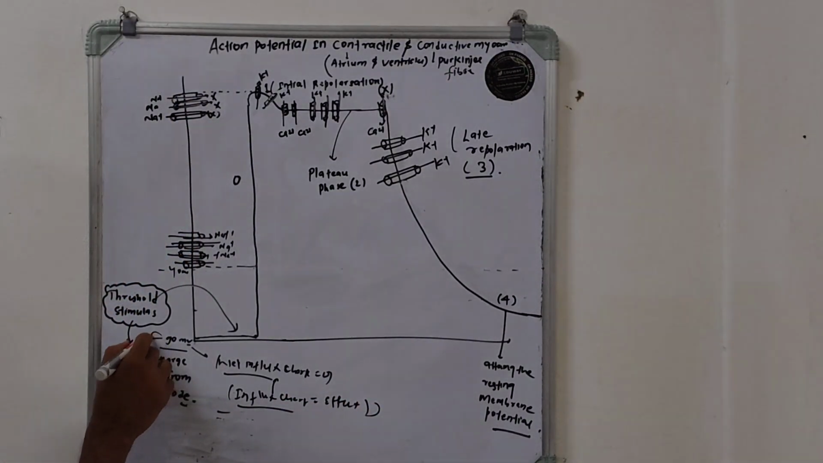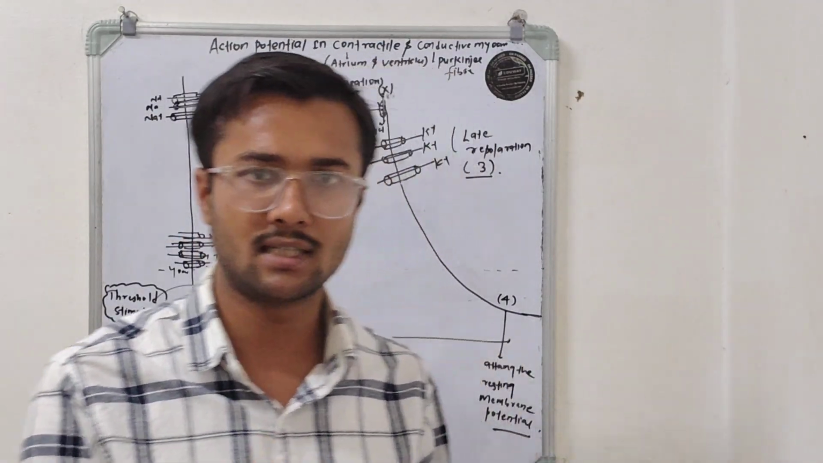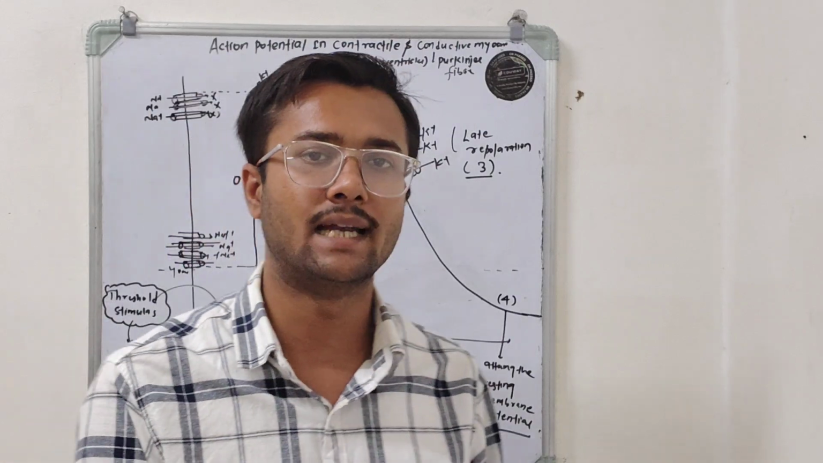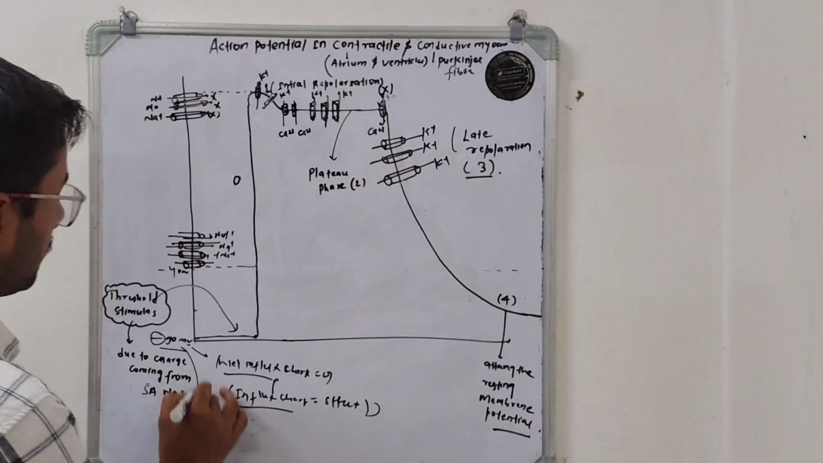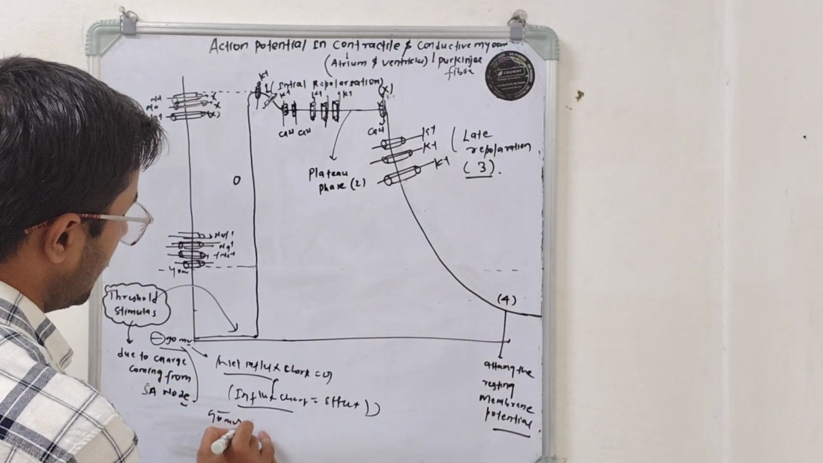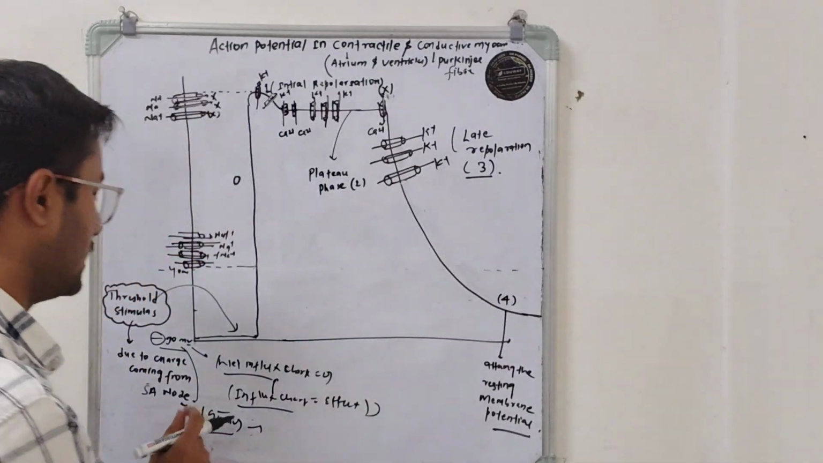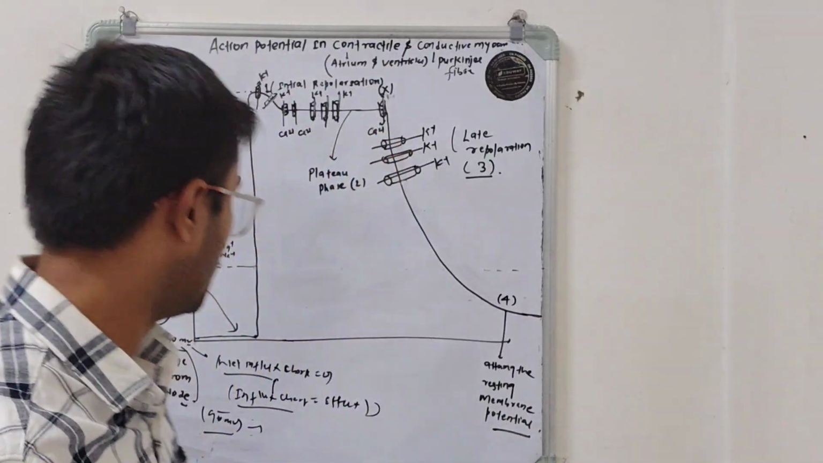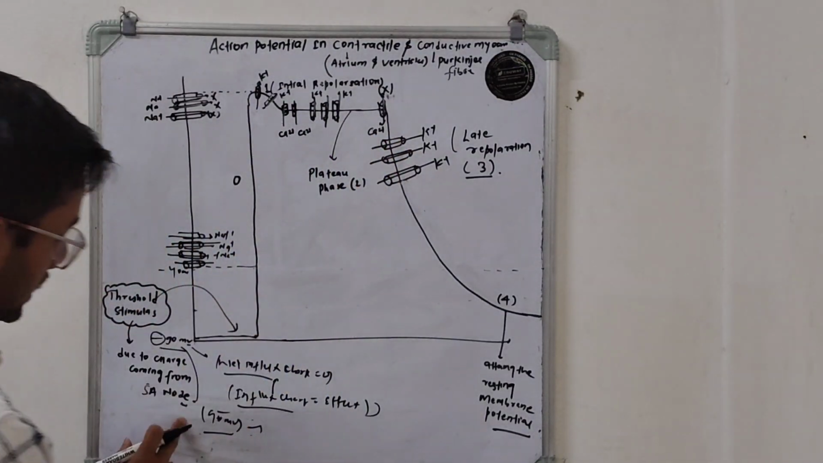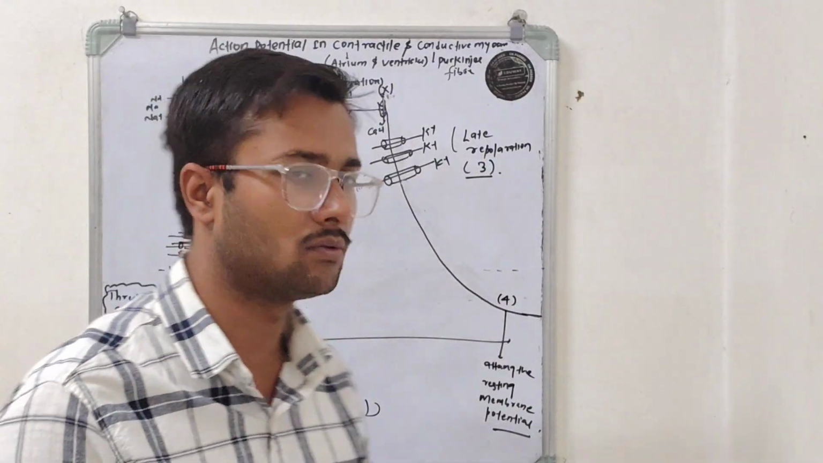So this potential is called the resting membrane potential. What is the meaning of this negative sign? The negative sign indicates that the inside of the cell has a more negative charge as compared to the outside of the cell. And what is the meaning of this 90 millivolts? Basically it represents a charge gradient. First we try to understand how this 90 millivolt is calculated.